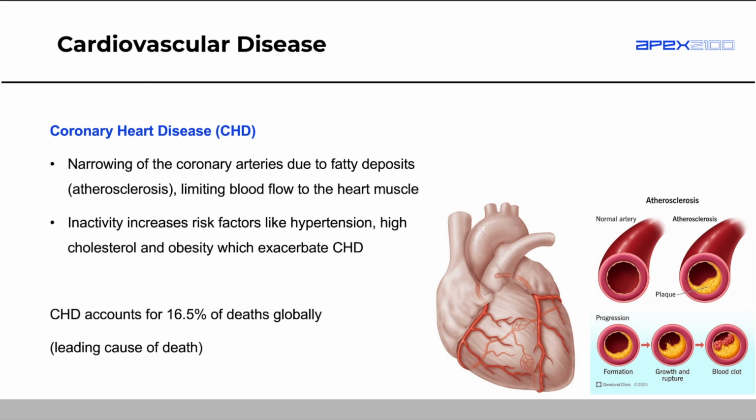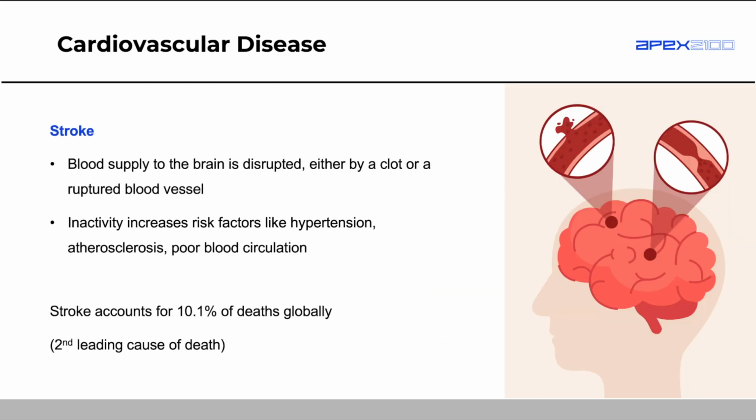So we've got this progression, this growth of a plaque. When the plaque ruptures, it forms a blood clot, and then no blood can pass through that blood vessel. Therefore, the heart muscle cannot get the oxygen it needs, and the muscle essentially dies and isn't able to beat. That is a heart attack. So inactivity increases the risk factors like hypertension, high cholesterol, and obesity, which can increase the likelihood of coronary heart disease. And coronary heart disease is a leading cause of death. It accounts for 16.5% of deaths globally. So it's a very prevalent disease.